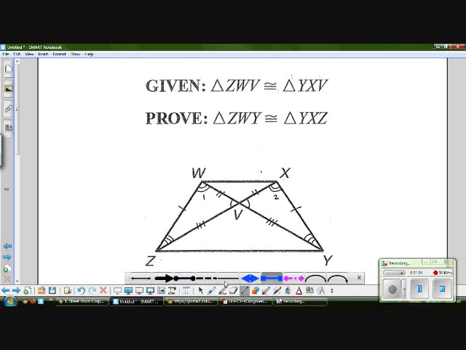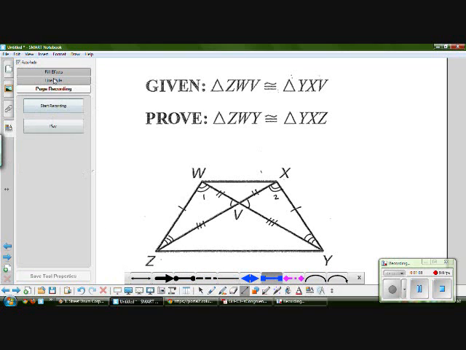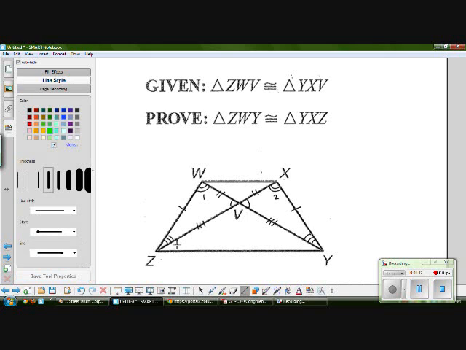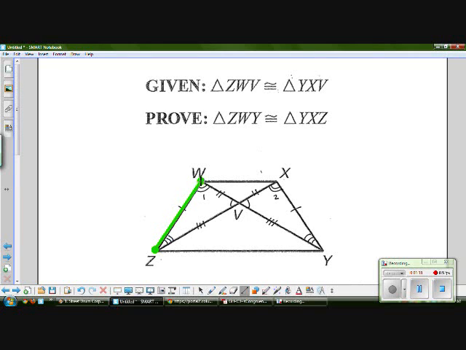So I have, let's change this color. Line style, make some dots. Make it green. Save tool properties. Okay, so I want to prove that this triangle, ZWY, is congruent to its counterpart. But to do that, I have to realize I have a lot of information already.